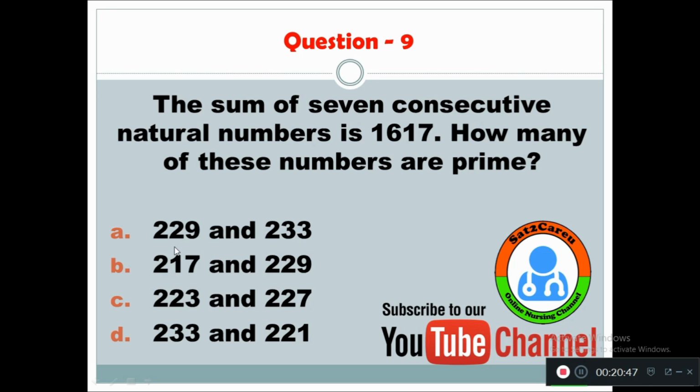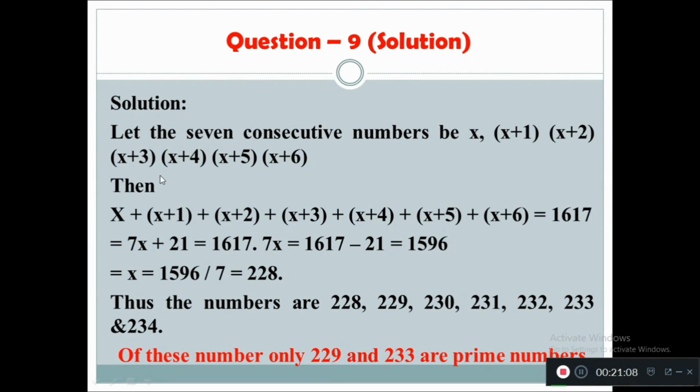So option A is 229 and 233, B is 217 and 229, C is 223 and 227, and D is 233 and 221. Let's see the right answer here. 229 and 233 is the correct answer. Let us see the rationale here.